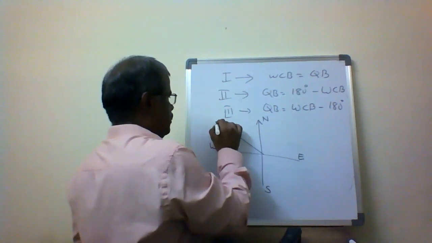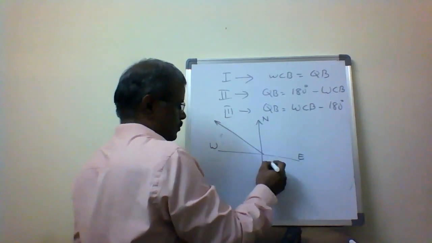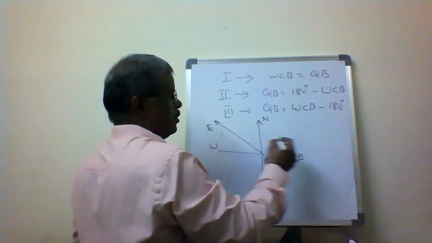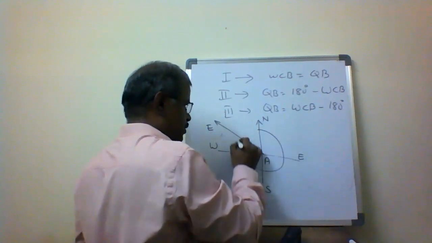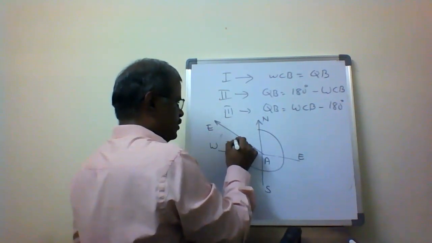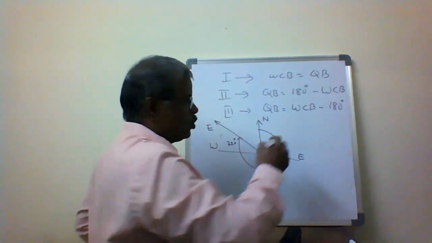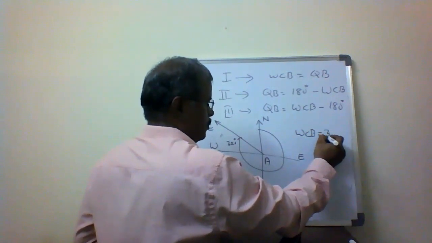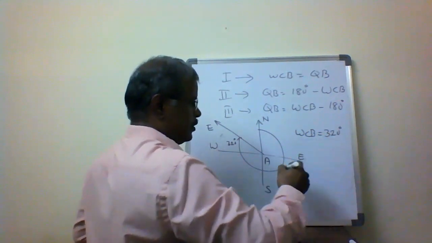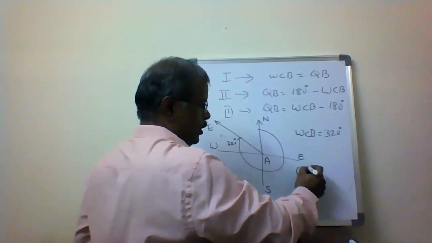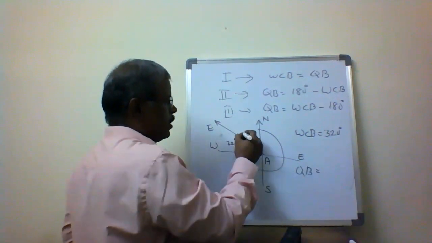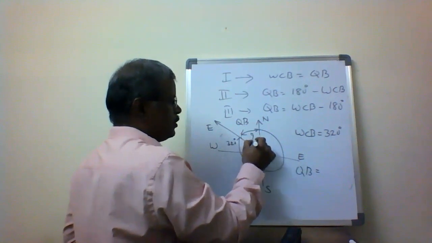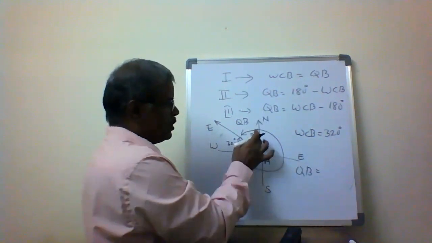this is my line AE. So AE is 320 degrees. So my whole circle bearing equals 320 degrees. What is the quadrantal bearing? The quadrantal bearing is this one, the question mark. How much is this one?